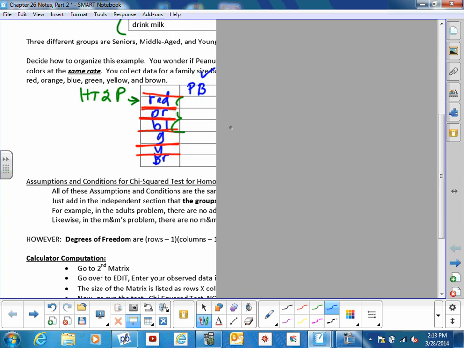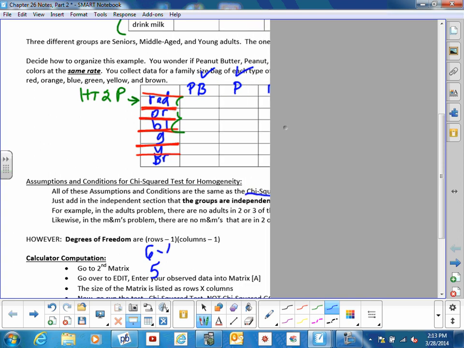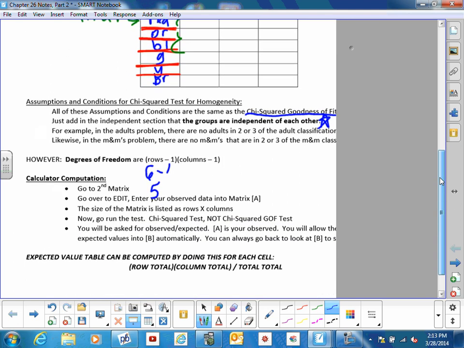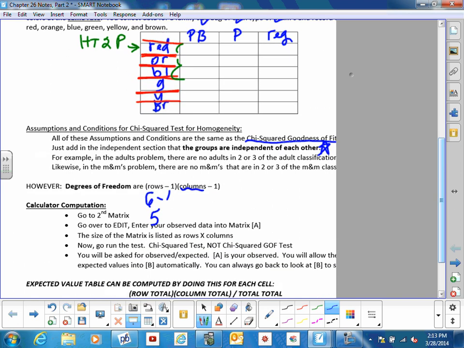Categories minus one. So in this case, rows minus one is six minus one, so it was five. But because we have multiple groups, we also have columns minus one, which is three columns of groups minus one, so that's two. So when you have these multiple comparisons going on, our degrees of freedom in this case would be 10. 5 times 2: rows minus 1 times columns minus 1.